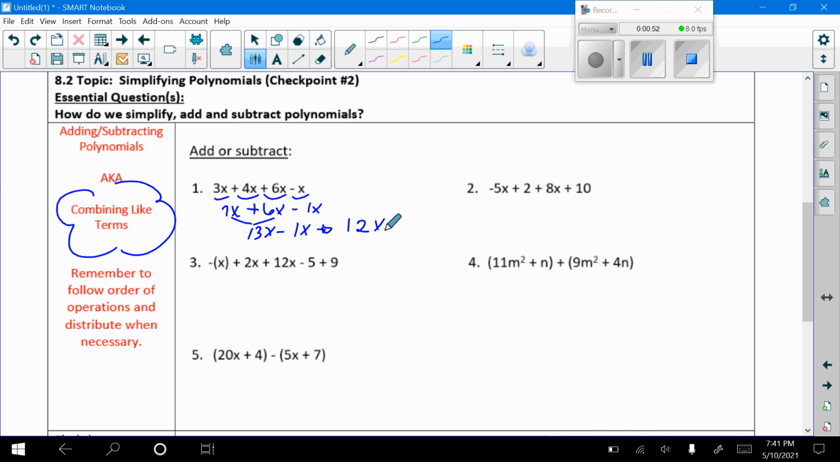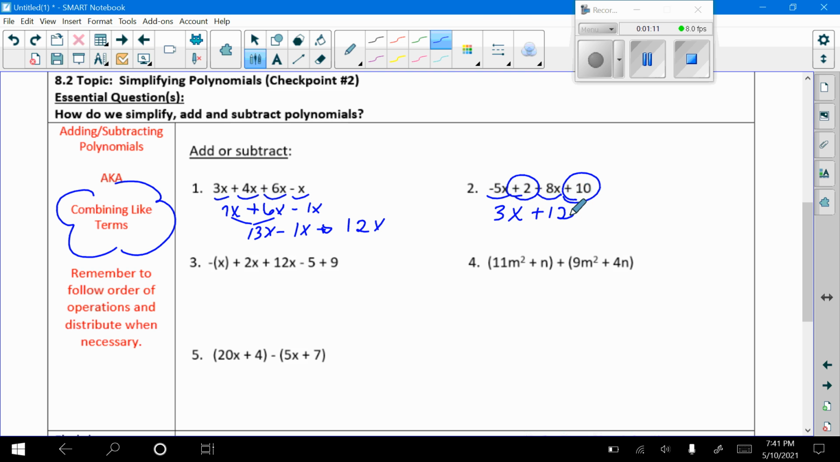So go ahead and try 2 and 3 on your own. So pause me, finish those up, and then come back. Right, so I would have negative 5x plus 8x, that gives me 3x. And then 2 plus 10 gives me plus 12.